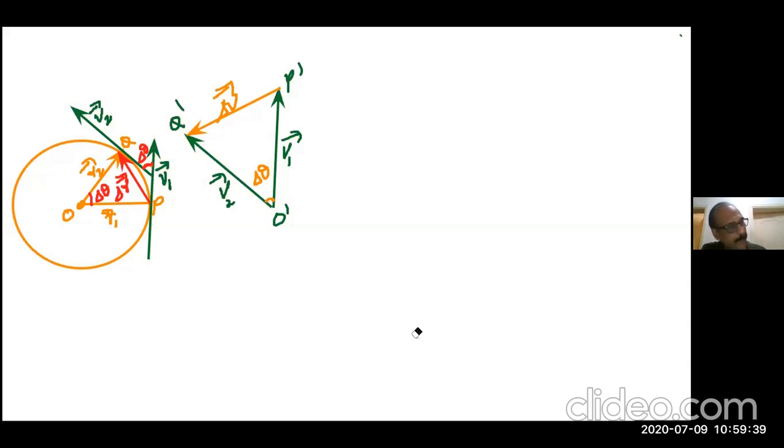at the point P, where its position vector is r1. v2 is the velocity of the particle at the point Q, where its position vector is r2.